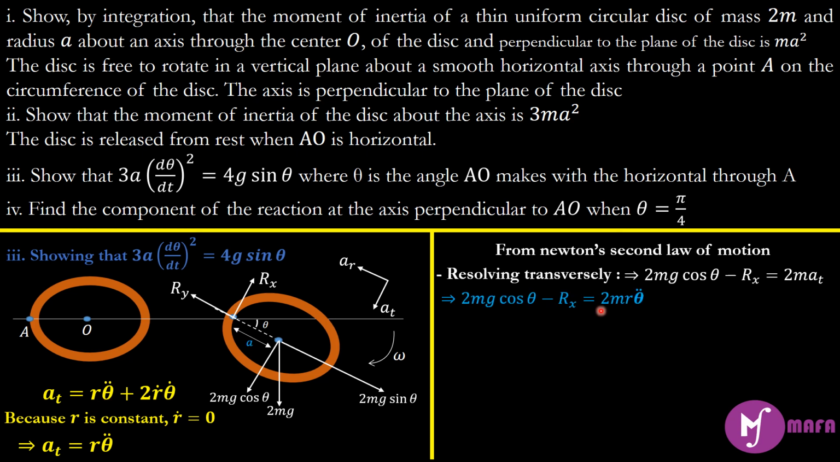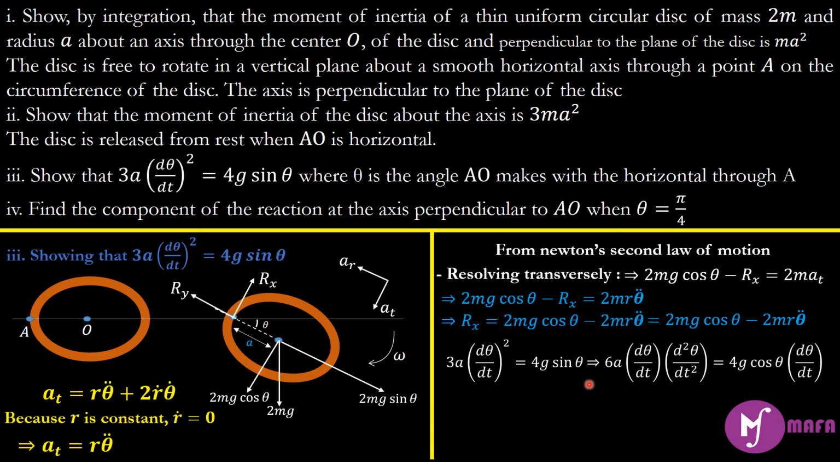So from there, we just need to replace it here. In fact, if we find RX, remember that we have to replace r with a, because r is the distance from the center of mass of the body to the axis. So we have RX equal to 2mg cos theta minus 2ma theta double dot. How do we then get theta double dot? We need to differentiate the equation of motion of the body. The equation of motion is 3a (d theta by dt) all squared equal to 4g sin theta. We differentiate both sides with respect to time.